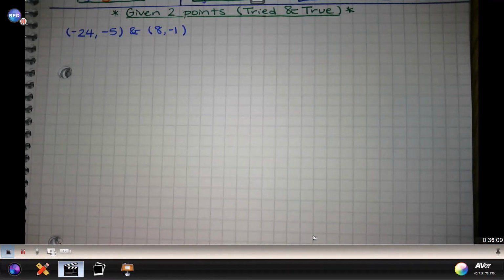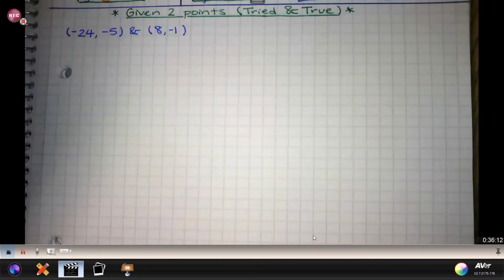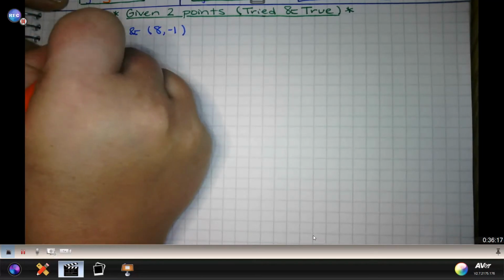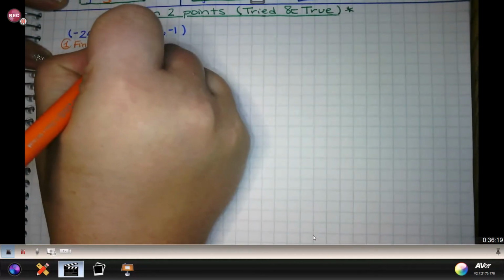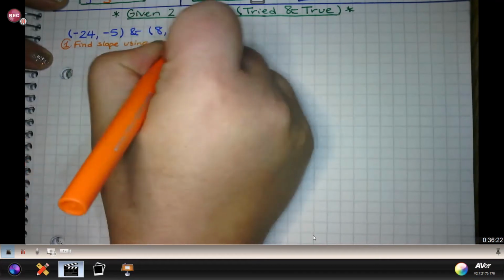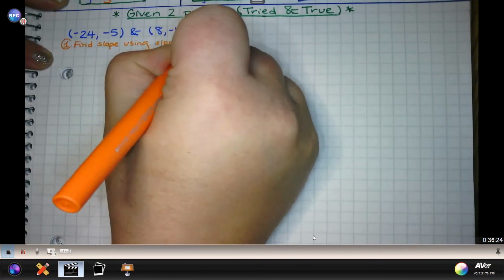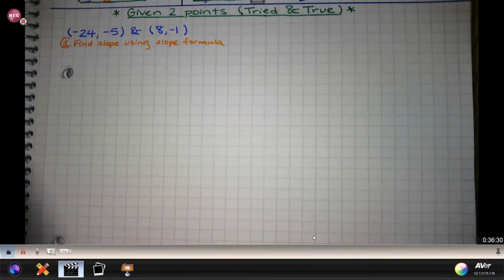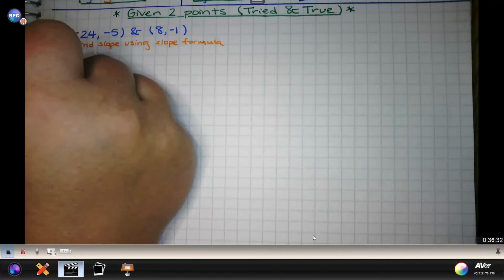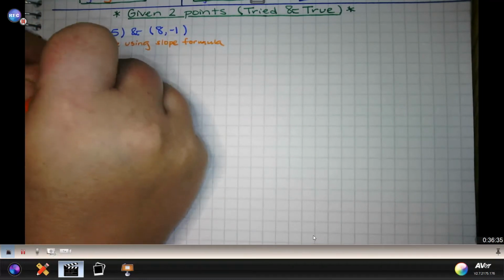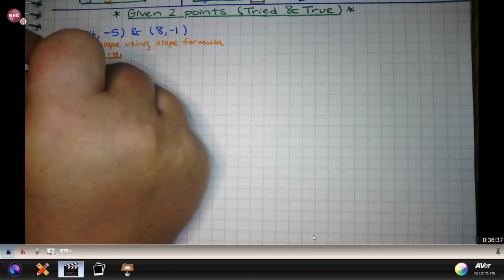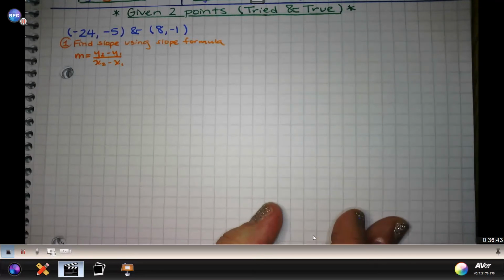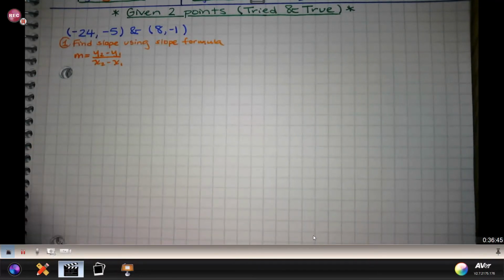So first things first, we need to find the slope using the slope formula. Okay, so find the slope using the slope formula. And we have already said that that is m equals y sub 2 minus y sub 1 over x sub 2 minus x sub 1. Again, something you will want to memorize. Obviously, I already have it memorized because I'm old, but you know.